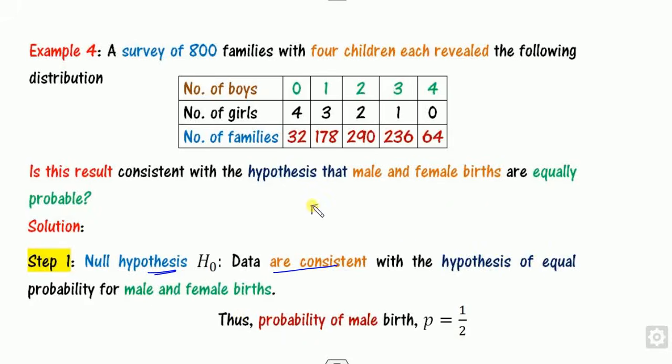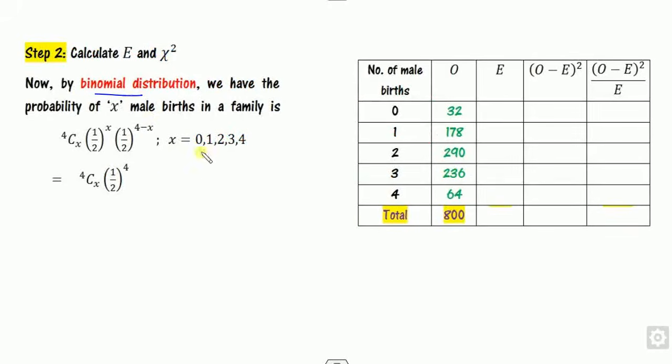Then in order to find the E, we will find n into p. So we will consider either boy or girl. So I consider male. Since they are equal, equal probability means half. Now in order to find this, we will use the binomial distribution. So how do you find n into p? The probability of the binomial distribution is nCx, p raised to the power x, q raised to the power n minus x. Here n is 4, 4Cx, p is half and so on.